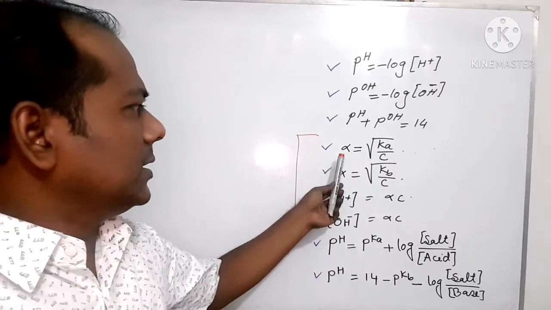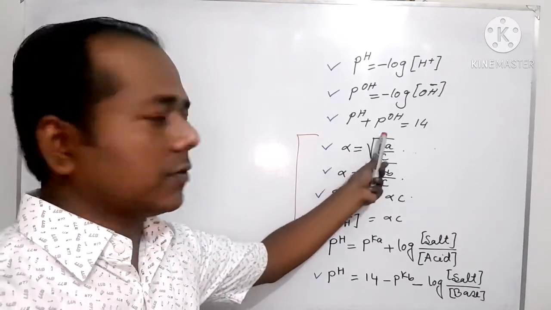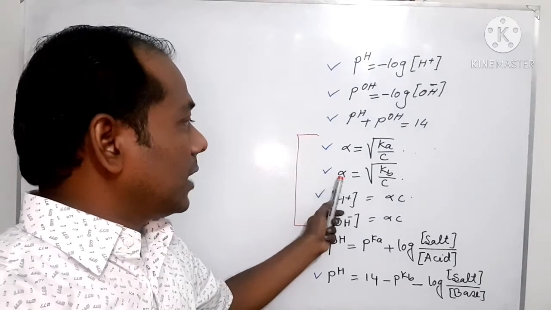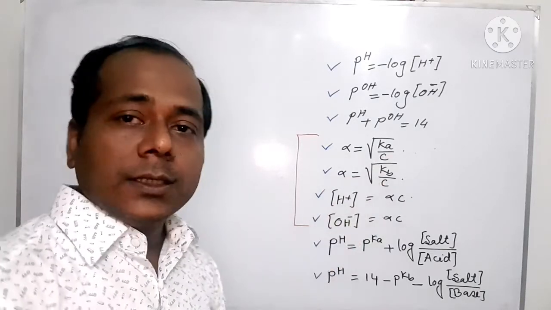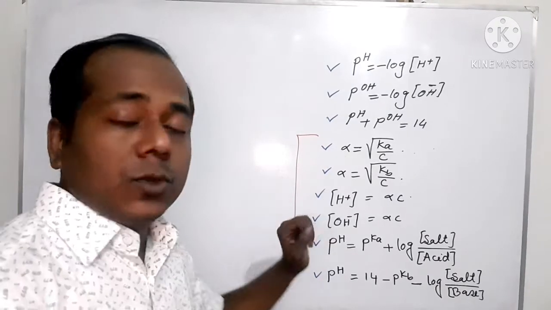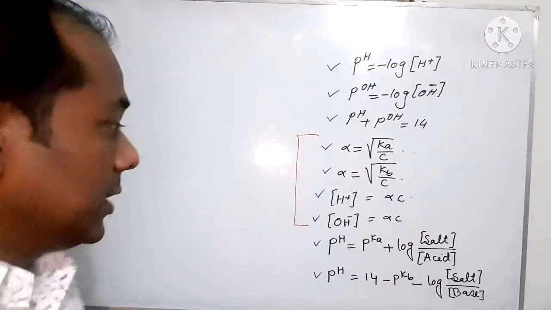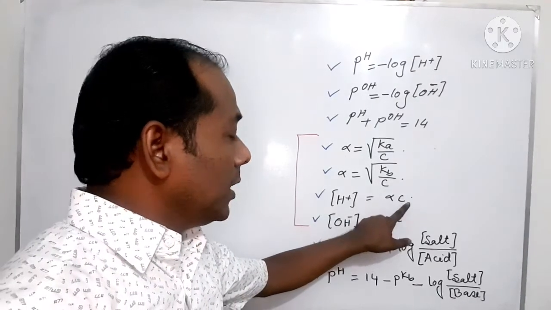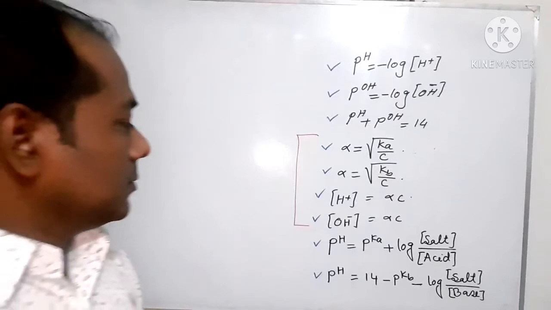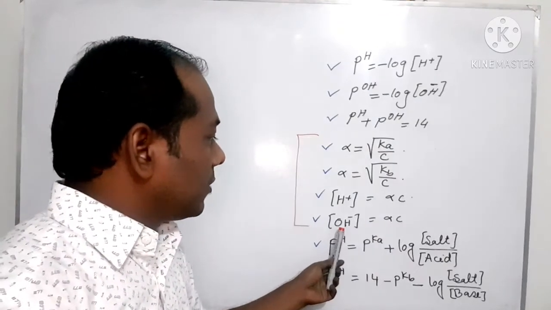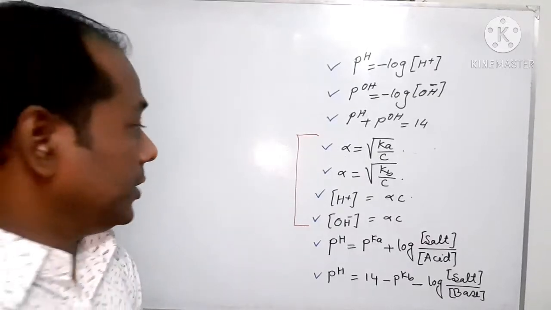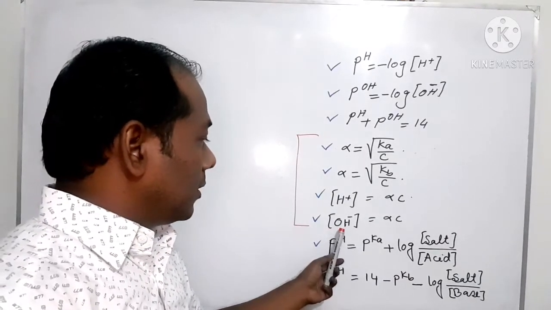For weak acid, we use alpha equal to root over Ka by C, and for weak base, we use alpha equal to root over Kb by C. And for weak acid, molar concentration of hydrogen ion equal to alpha C. C is the given value of concentration of weak acid. And molar concentration of hydroxyl ion equal to alpha C. We use this for weak base.